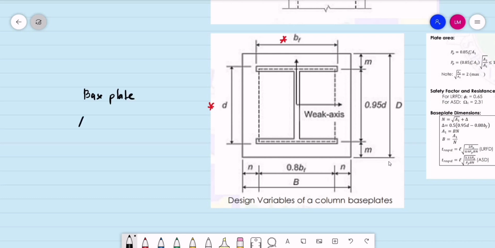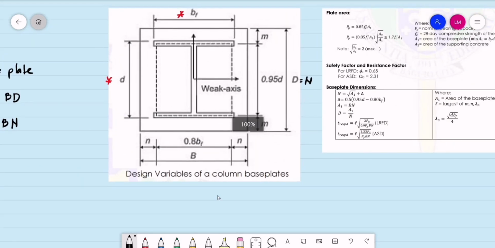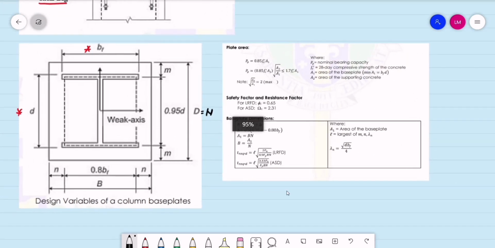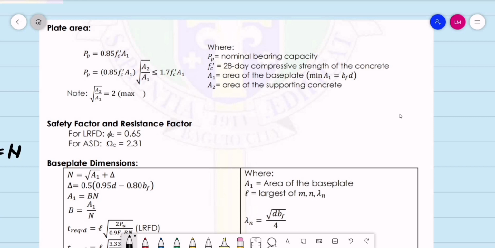Okay, for the base plate we are using A sub 1, that is basically B times the D. But in some references, the D is the same as the N, so area 1 is basically B times N. So this is the area of our base plate. So what are the computations necessary for the design of the base plate? We have here P sub p, that is equal to 0.85 f'c times area 1.